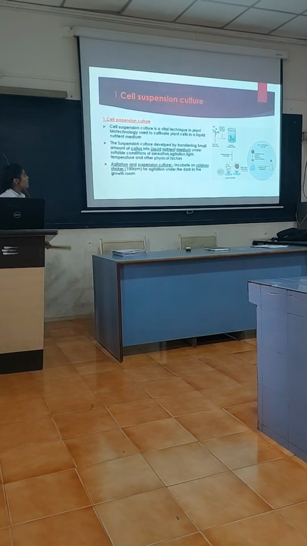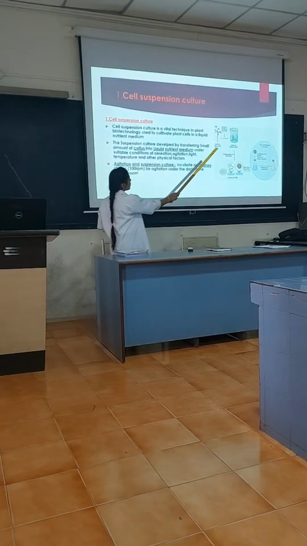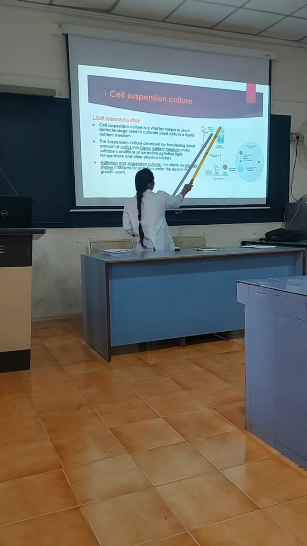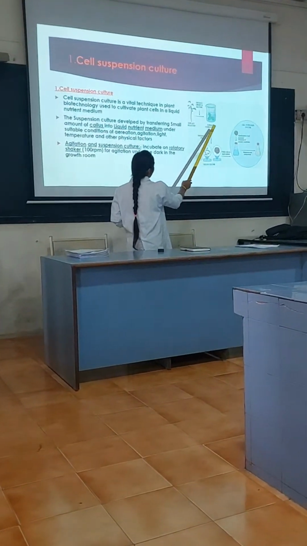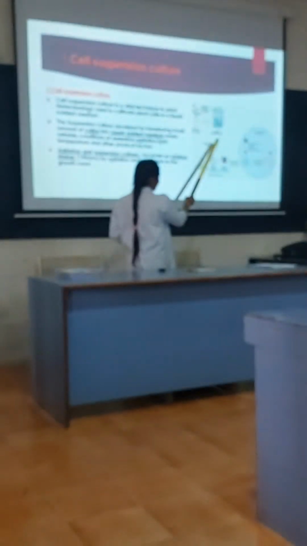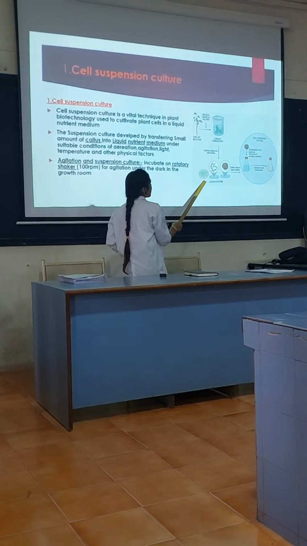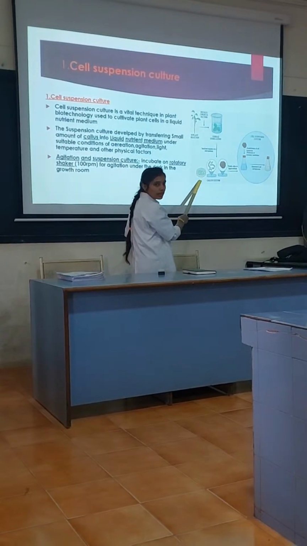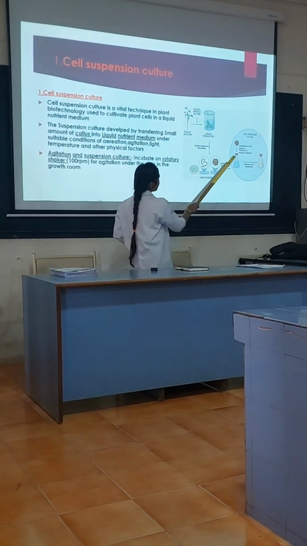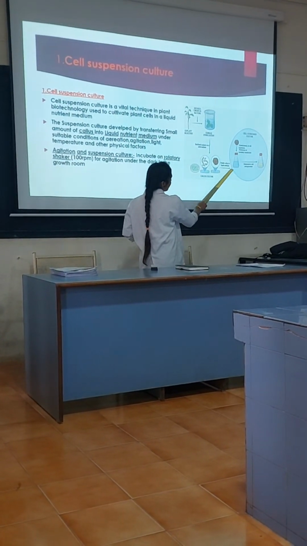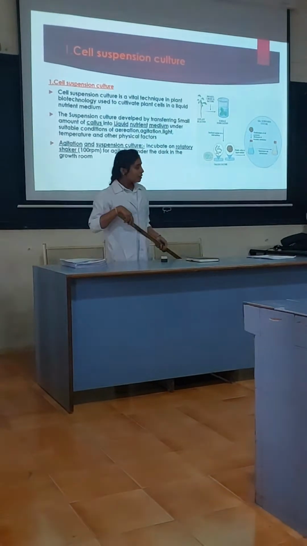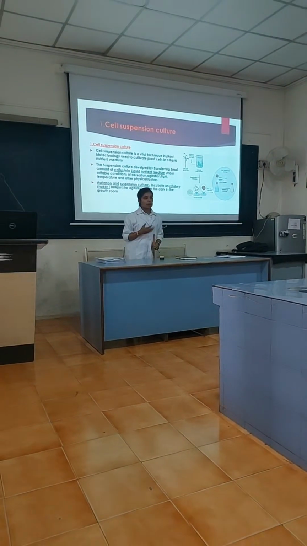room. First, we should select the healthy mother plant, and then we should extract the explant from that mother plant, and then we should surface sterilize that explant. Then we produce a callus by using the solid medium. Then it is transferred to the liquid medium, the liquid broth medium. Through that we can produce the secondary metabolites.